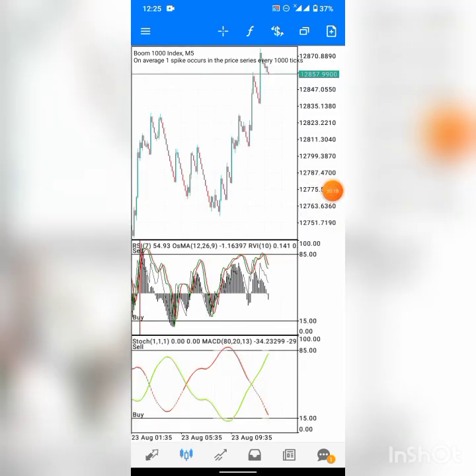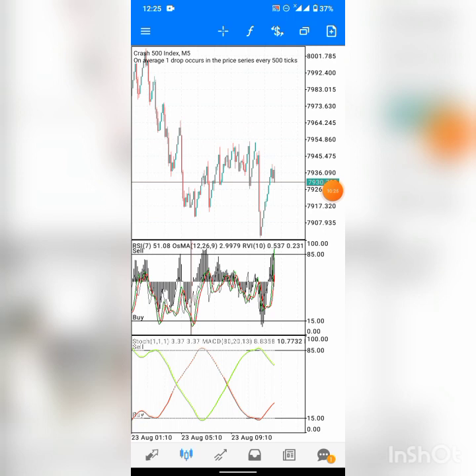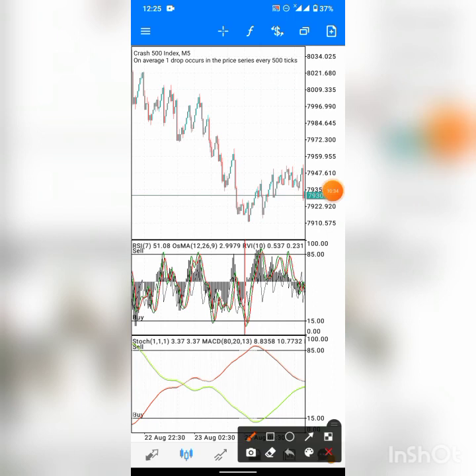So this Boom 1000, before I go there, let me first finish with the Crash. As we know, in Crash we buy for scalping and in Boom we sell for scalping. So first of all, we wait for a touch in this level 15. There was a touch, then we await a touch in indicator 2 on this level 15.